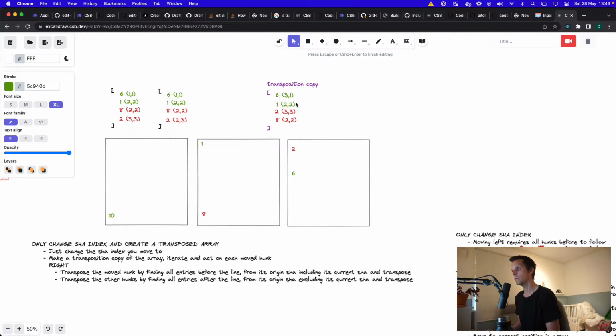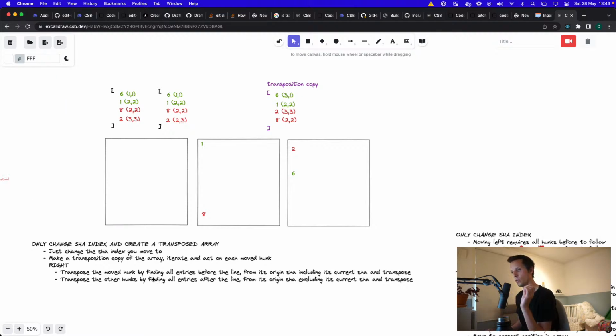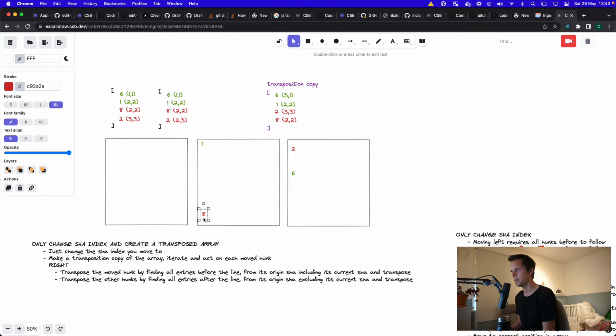And then we have to see how the others change. So transpose the other hunks by finding all entries after the line from its origin SHA, excluding its current SHA, and transpose. So that basically means 8 is the only SHA between, it's the only line after 6 between its origin and the current SHA, excluding its current SHA. It's 8. And that means that that removal doesn't happen on 8 anymore. It happens on 7, which is correct.